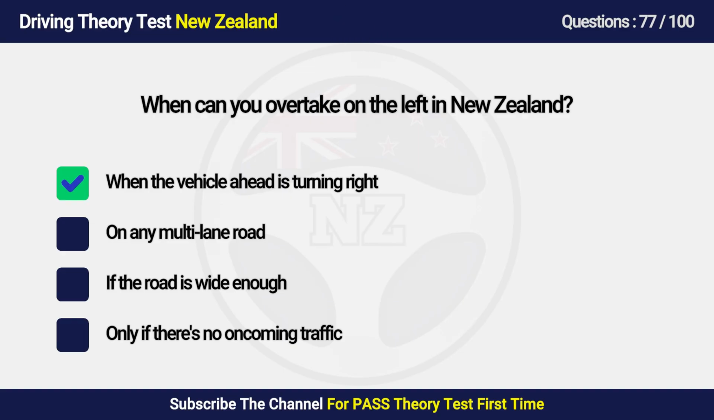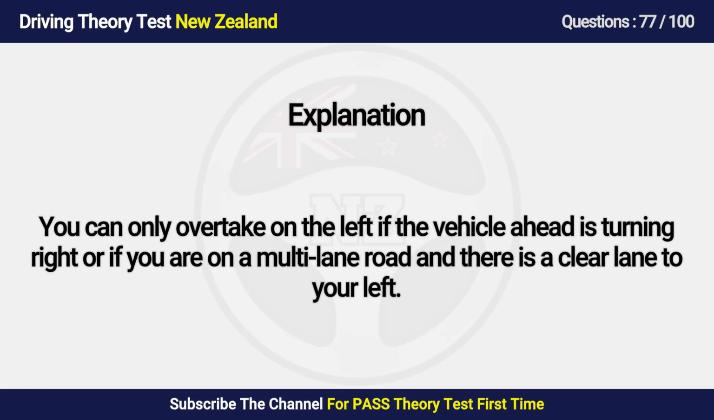Answer is A. When the vehicle ahead is turning right. You can only overtake on the left if the vehicle ahead is turning right, or if you are on a multi-lane road and there is a clear lane to your left.